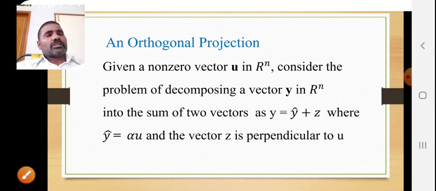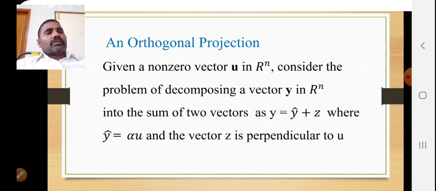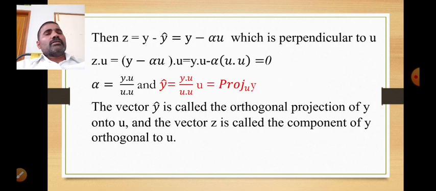That means here the concept is: u is any vector in R^n, y is another vector in R^n, then y can be decomposed into a sum of two vectors y cap + z, where y cap is known as the orthogonal projection of y onto u, that is y cap is alpha u, and z is the vector which is perpendicular to u. Now let us see.